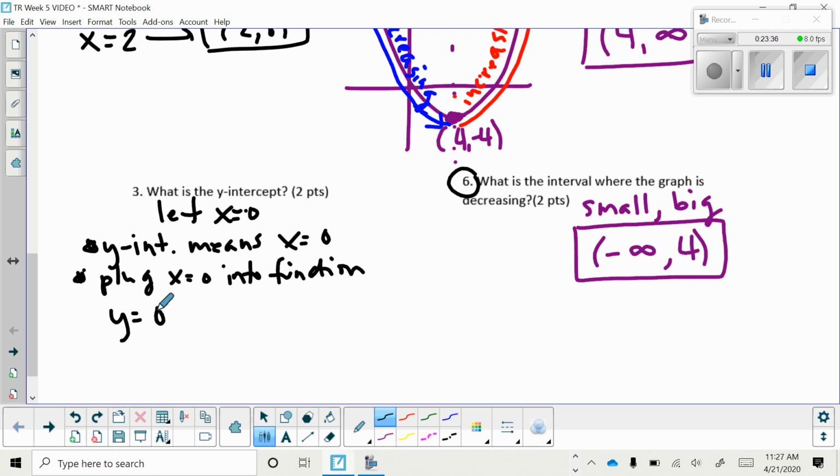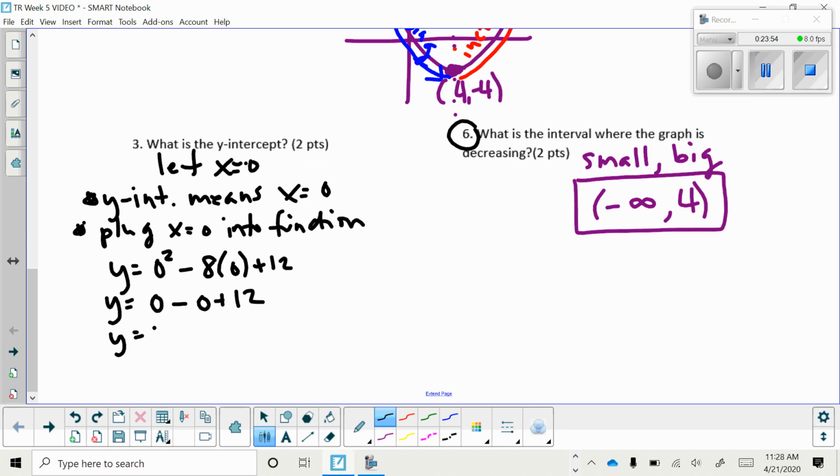Y equals 0 squared minus 8 times 0 plus 12. Follow your order of operations. 0 squared is 0. 8 times 0 is 0. Add from left to right, y equals 12. You need to write this as an ordered pair, though. We know that x equals 0 makes y 12. So as a point, that's 0, 12.